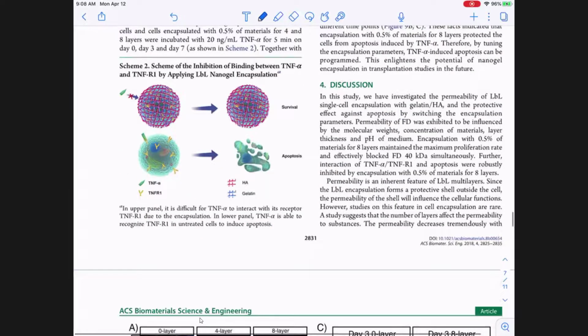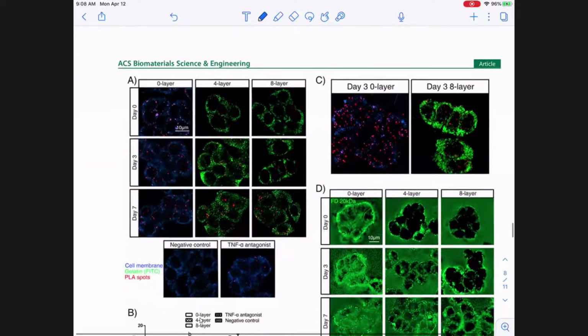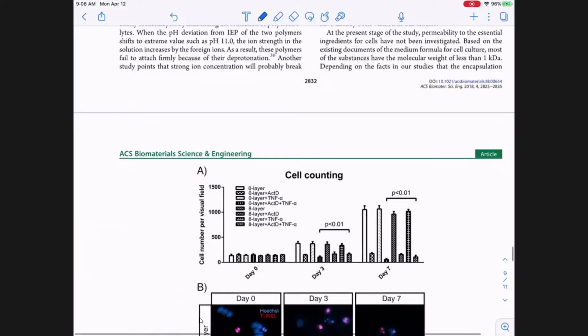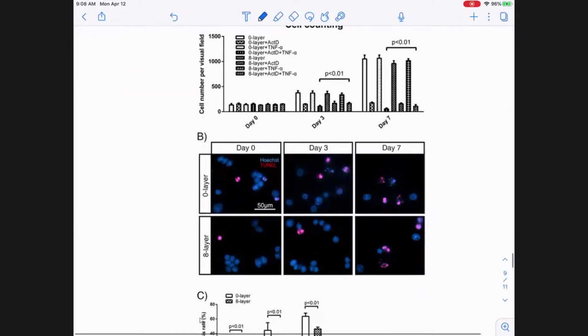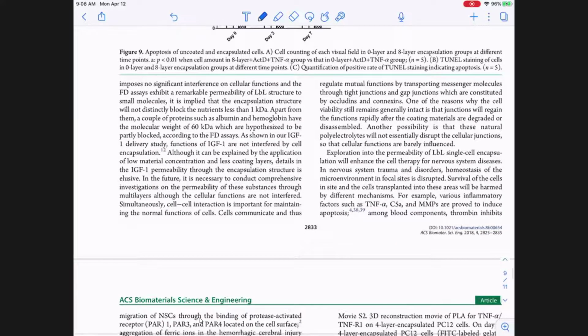Then we studied even further at the cell level. We stop here with cell counting, because that's the in vitro study.